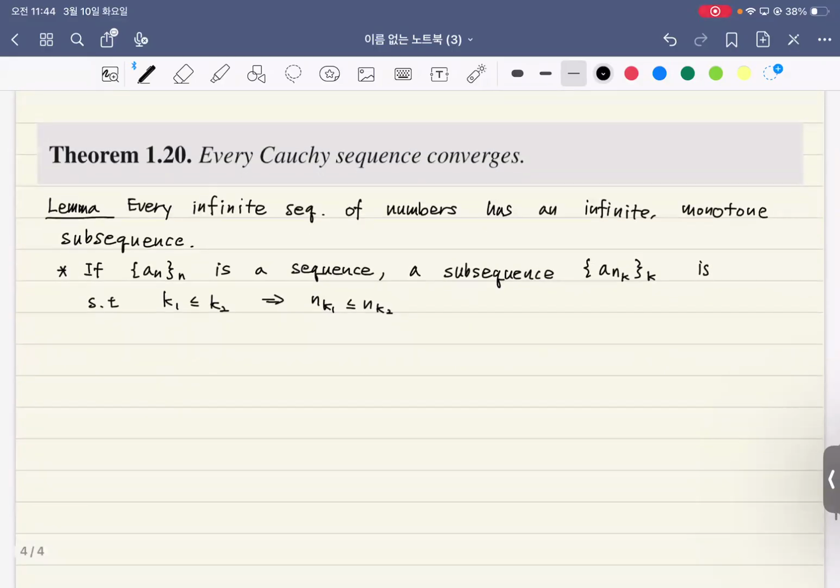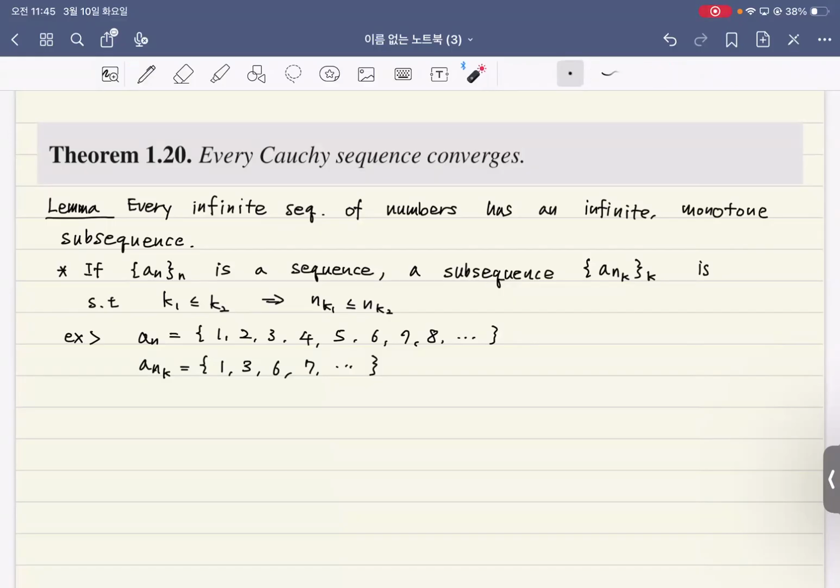So for instance, this is your sequence: 1, 2, 3, 4, 5, 6, 7, 8, and so on. Then you can take any subsequence you like, for instance, 1, 3, well, maybe 6, 7. Okay, choose whatever you want, but only the order must be preserved. This is how you choose any random subsequence.